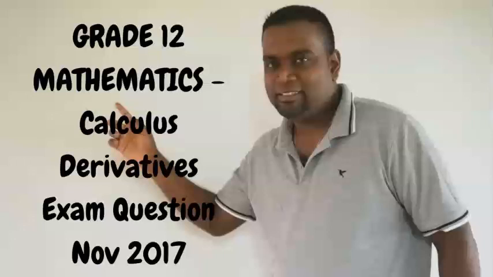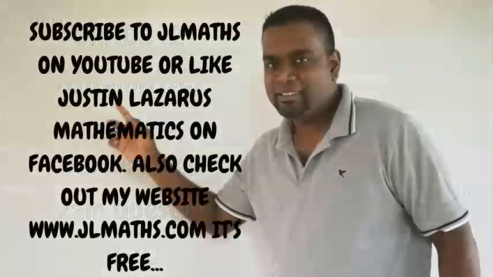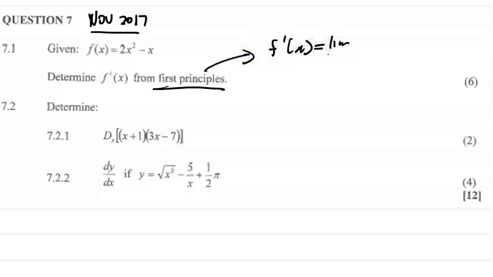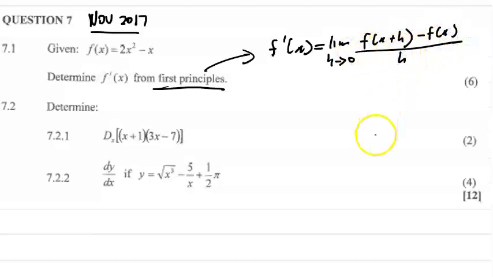Today we're going to be looking at calculus, and this particular question appeared in the November 2017 video. As you can see in this question, it says find the derivative from first principles. When you find the derivative from first principles, you have to use the formula, which is f prime x equals the limit as h approaches 0 of f of x plus h minus f of x, all over h. In this video, we're going to be looking at the steps to find the derivative from first principles. So let's get started.